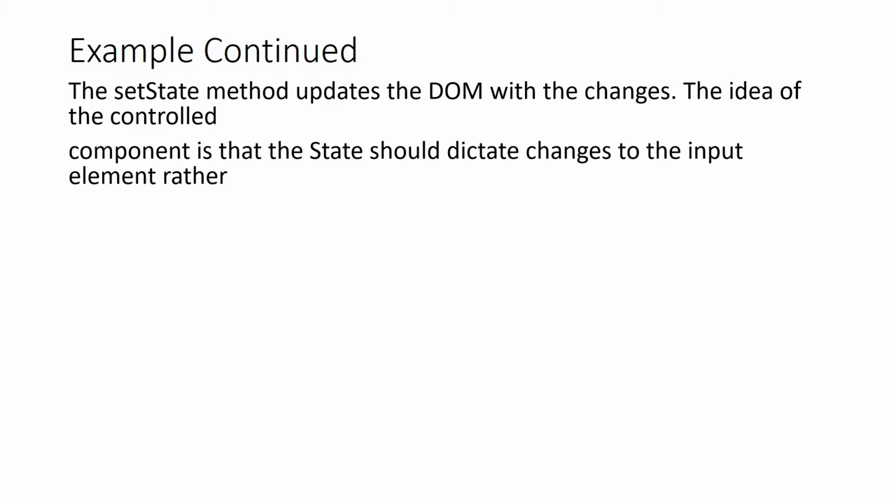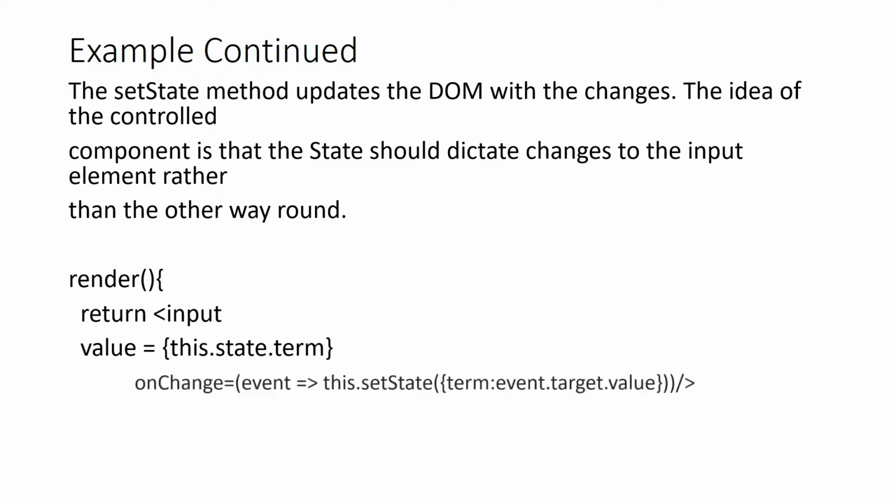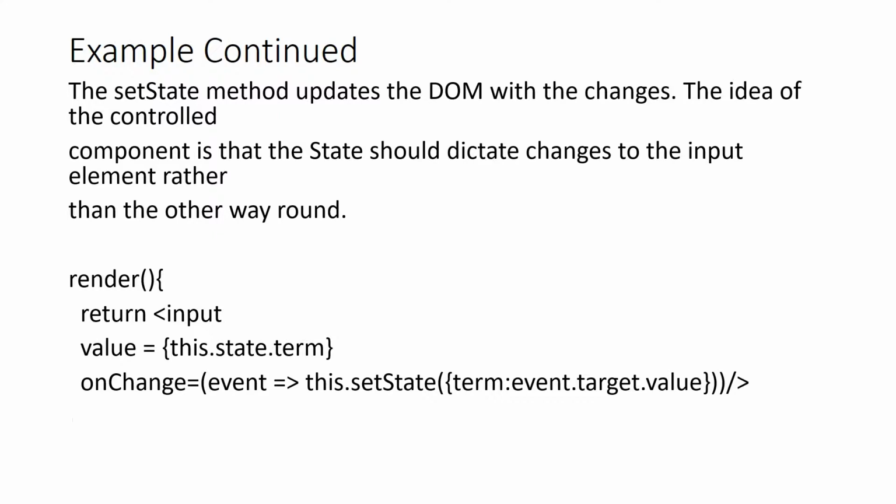There is the concept of a controlled component, such that the state should dictate changes to the input rather than the other way around. That is, the input element or the DOM element should not dictate the state to change when it changes. It should be the other way around. When the state changes, it should dictate the changes to the input element. So render returns input with value equal to this.state.term.